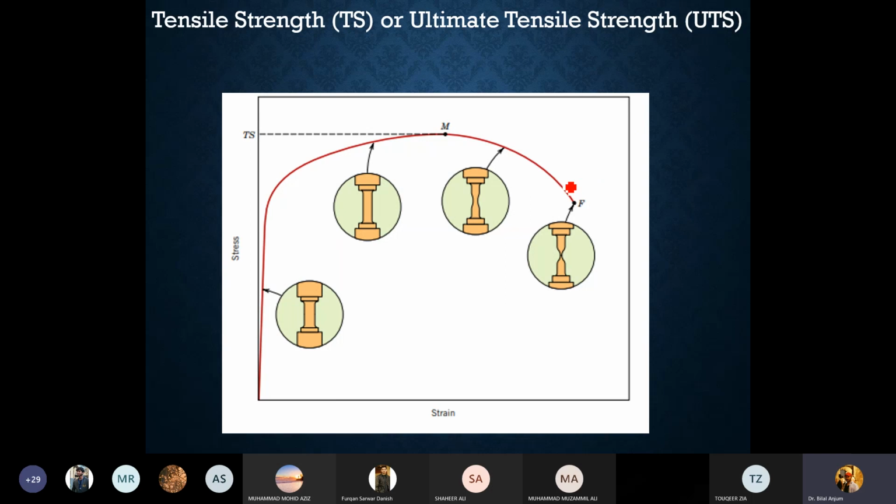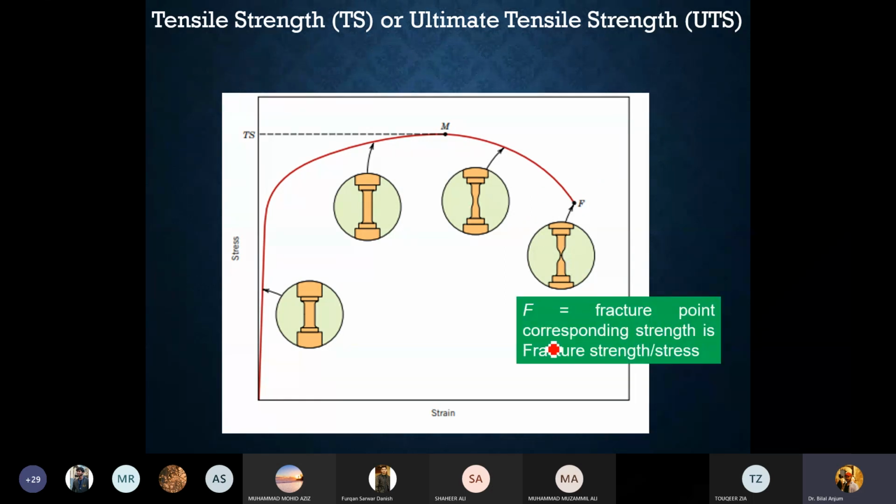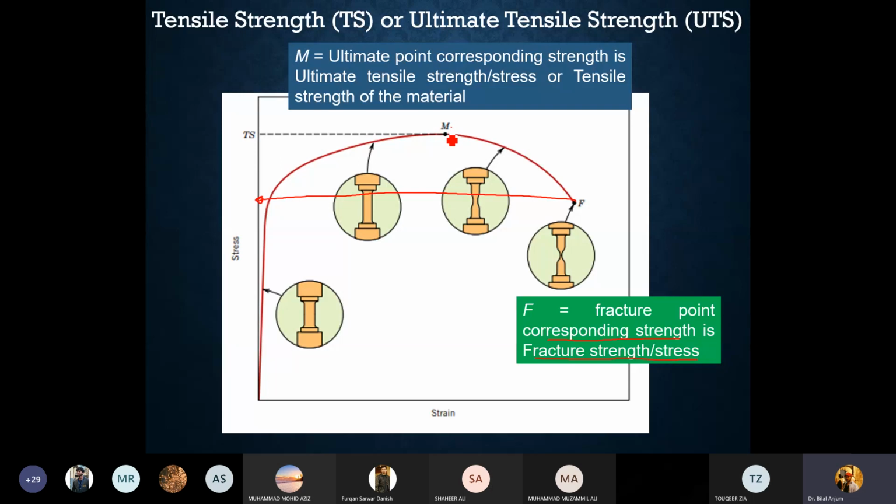Now, moving on to the next part, these are the different regions of the tensile stress-strain curve. The strength corresponding to the fracture point is known as fracture strength or fracture stress. Ultimate tensile strength or ultimate tensile stress is represented by this point, the highest point in the peak. It is also known as UTS, ultimate tensile stress or strength.